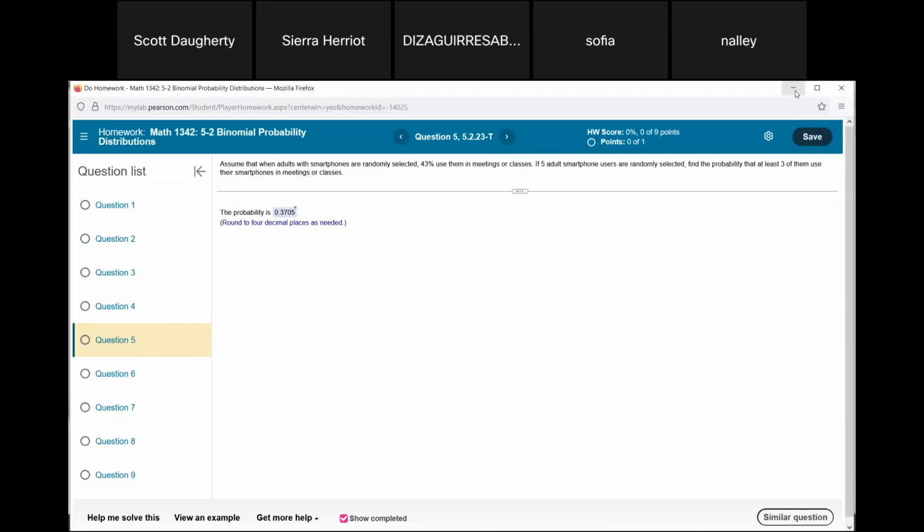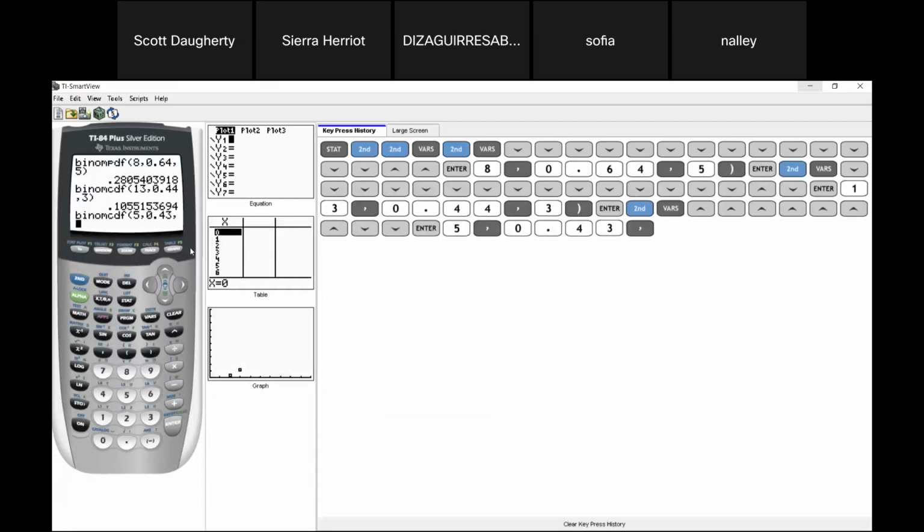Okay, so a mistake would be to plug 3 in. Because if I plug 3 in, what is it going to do? It's going to calculate the probability of 0 plus the probability of 1 plus the probability of 2 plus the probability of 3, and then it's going to stop at 3. That's not what I want. I want the probability of 3 plus the probability of 4 plus the probability of 5 added up.